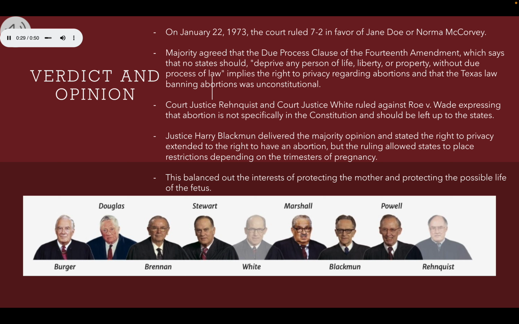Justice Harry Blackmun delivered the majority opinion and stated that the right to privacy extended to the right to having an abortion, but the ruling also allowed states to place restrictions based on the trimesters of the pregnancy. This balanced out the interests of protecting the mother and protecting the possible life of the fetus.